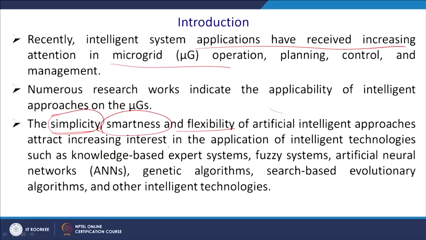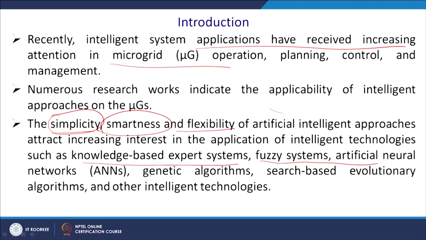There is increasing interest in applications of intelligent technologies such as knowledge based expert systems. You have trend data sets, or you know the input and output, and then you try to interpolate this data in between, that is called a knowledge based system. Then fuzzy systems, fuzzy and ANN are almost the same kind of system, and there are artificial neural networks.